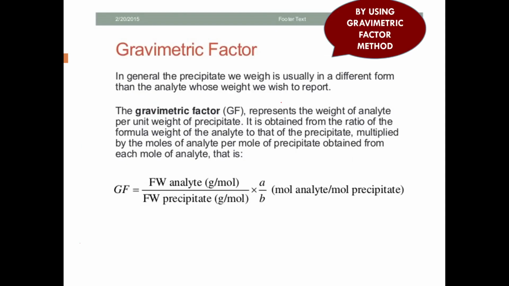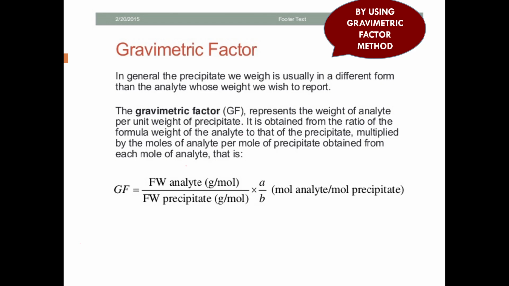And next is by using the gravimetric factor. In general, the precipitate we weigh is usually in a different form than the analyte whose weight we wish to report. The gravimetric factor represents the weight of analyte per unit weight of precipitate. It is obtained from the ratio of the formula weight of the analyte to that of the precipitate, multiplied by the mole of analyte per mole of precipitate obtained from each mole of analyte.